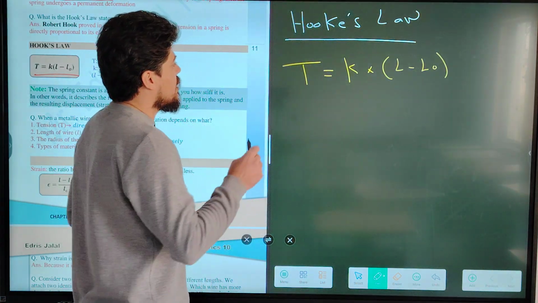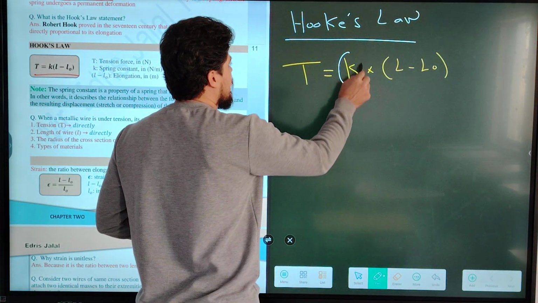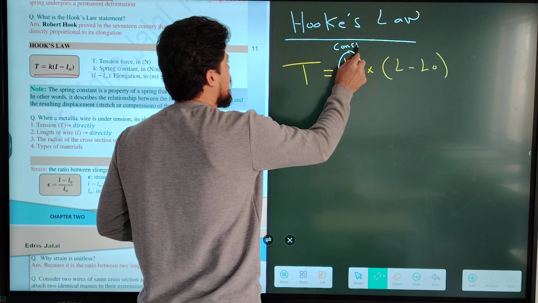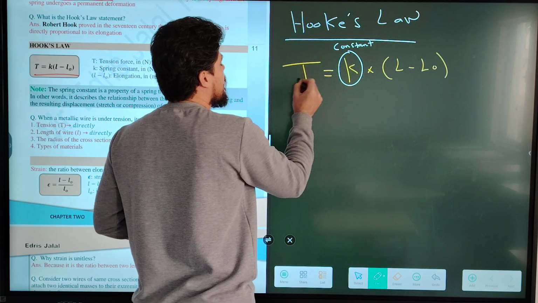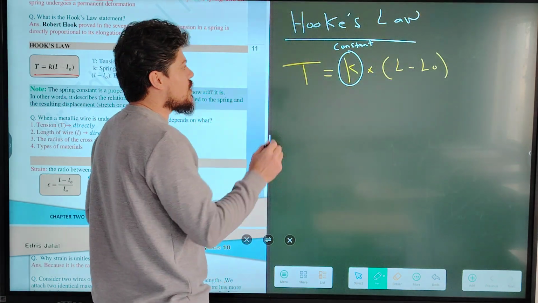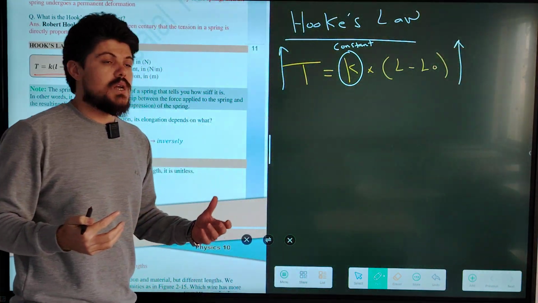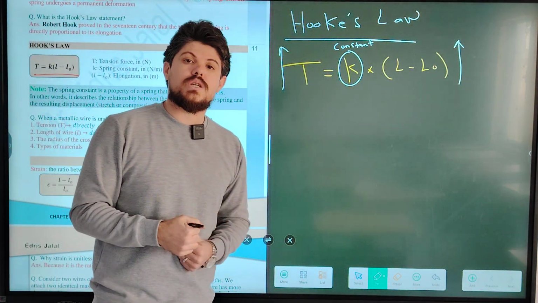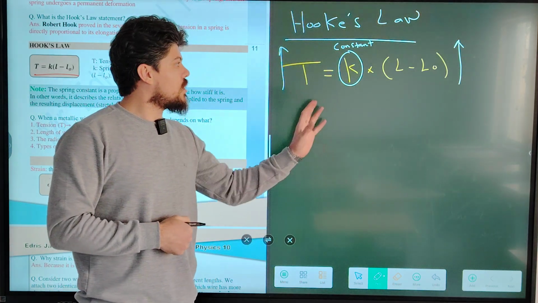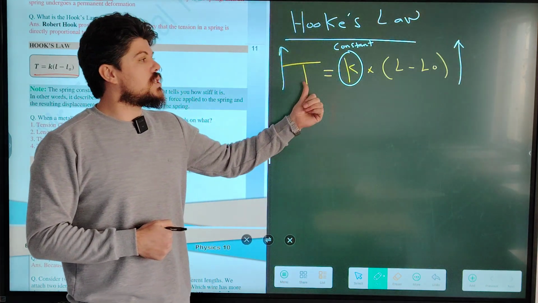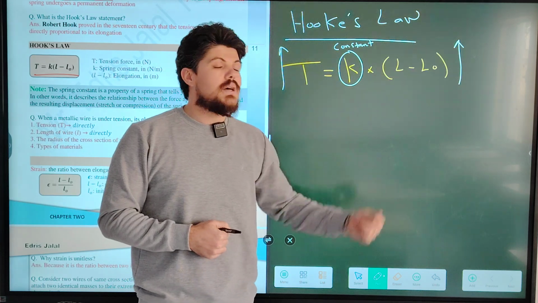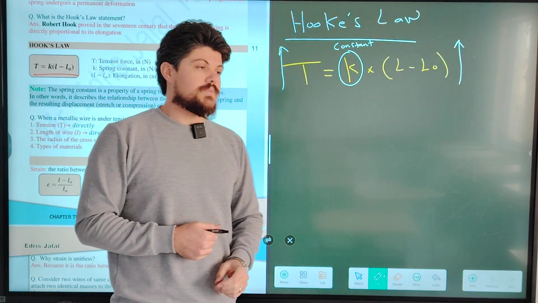According to this equation, we can see that at constant K, when K is constant for a given spring, the amount of the tension is directly proportional to the elongation. When the tension gets smaller, the elongation also decreases. The relation between tension and elongation is directly proportional. According to Hooke's law, tension depends on what? Spring constant and elongation.